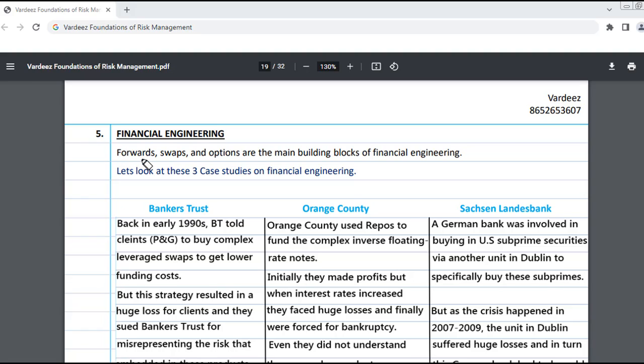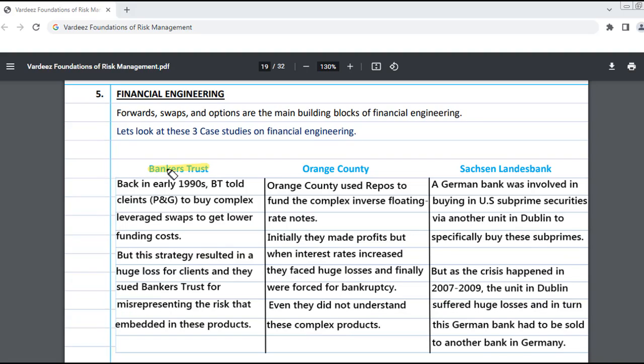All right, a few cases on financial engineering. Forwards, swaps, options, the complex derivative products, these are the main building blocks of financial engineering. Now let's look at these three case studies on financial engineering.